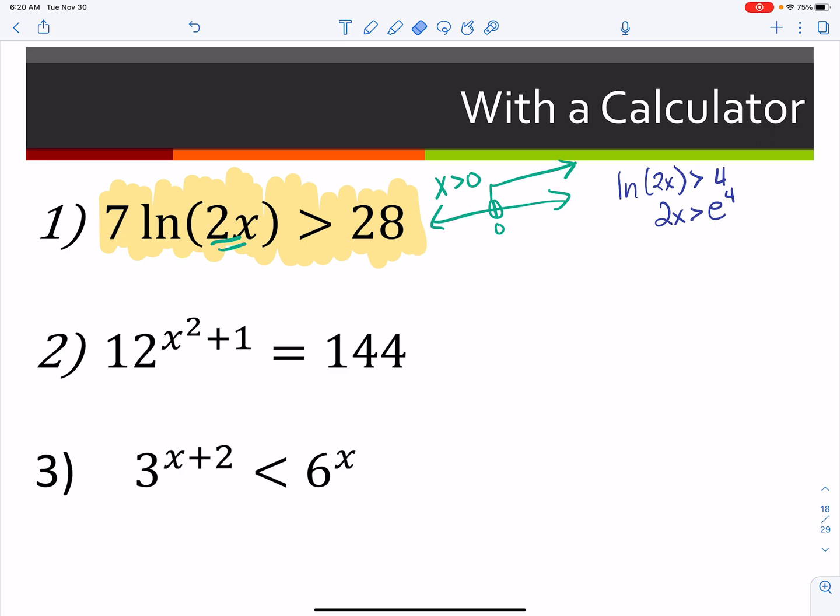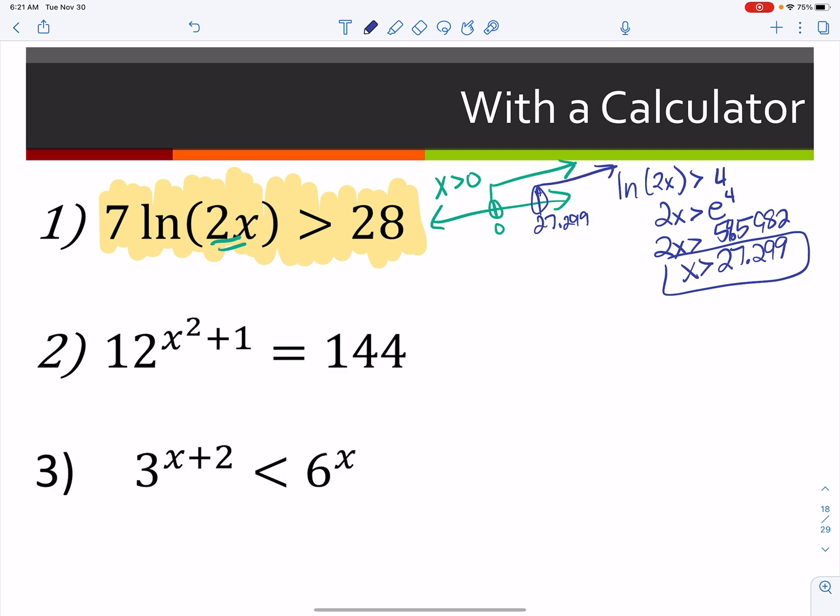So that is e to the 4th is 54 point... that is x equals 54.5982. And then I'm going to take that answer and divide by 2. And so that's where I got x is greater than 27.299. And so that's already up here. So that didn't matter, but this is one of those that could have mattered.